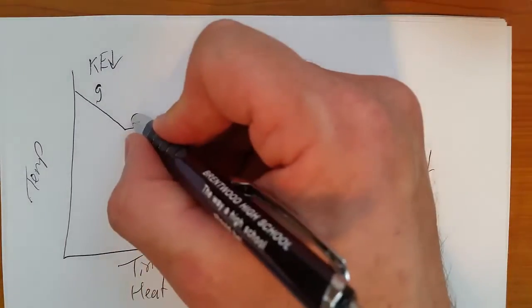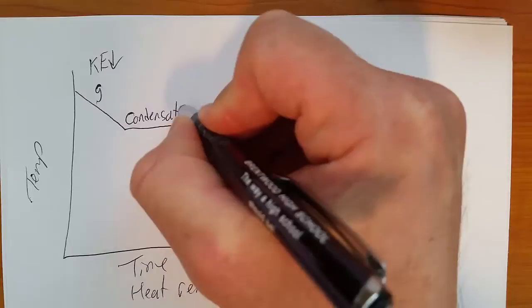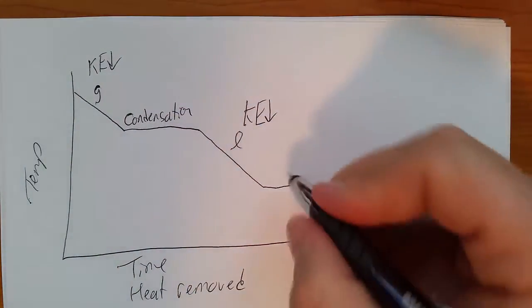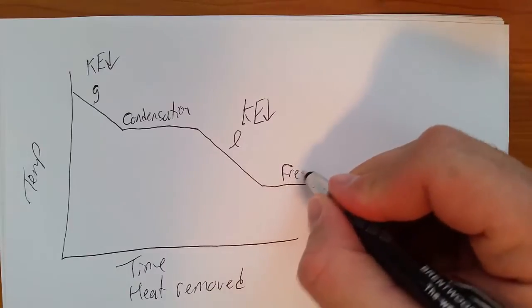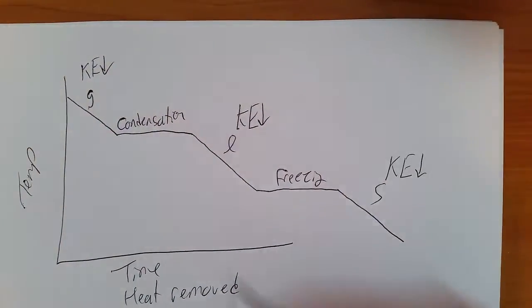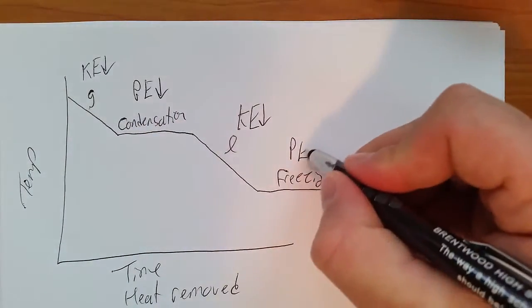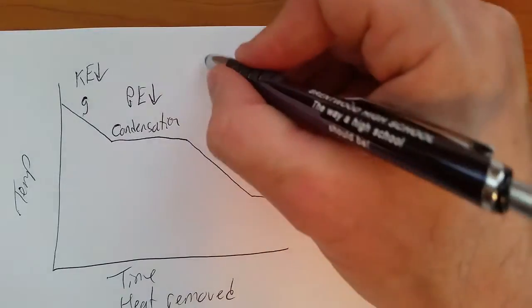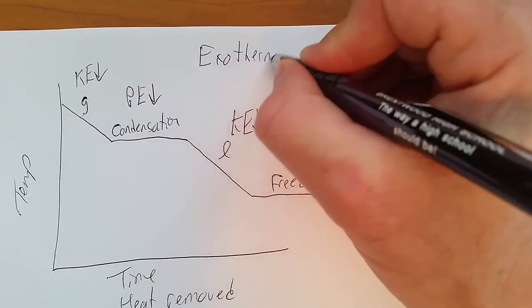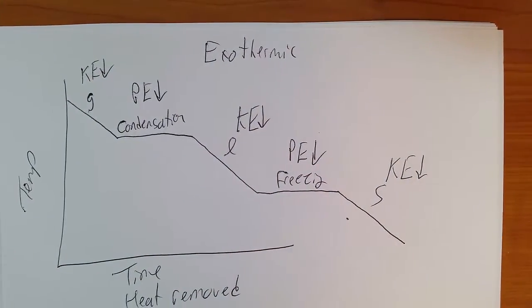Phase change from a gas to liquid. Condensation. Phase change of a liquid to a solid, freezing, or solidification, right, becoming a solid. During both of those, the potential energy is decreasing. This entire thing is an exothermic process. It is giving off heat.